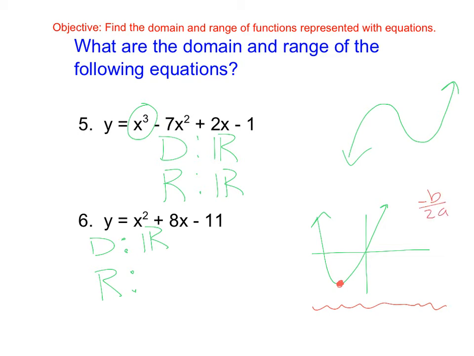Or you complete the square, it actually doesn't matter. So if I do negative b over 2a, negative 8 over 2 is negative 4. So this point is negative 4, comma, but we need the y value. So we're going to plug in y of negative 4 equals 16 minus 32 minus 11. Negative 16 minus 11 is negative 27. So it's negative 27 to infinity. So with parabolas and even number exponents, we have to find that vertex to find the range.